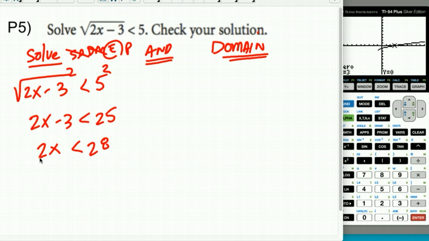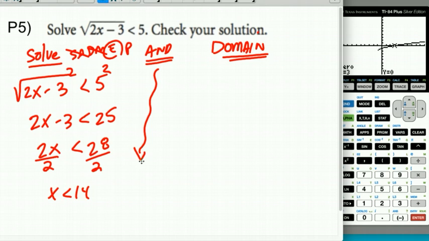And then I'm going to divide by 2 to get that x is less than 14. So that's the first half, right? But the second half of stuff that I have to worry about is my domain restriction, right?